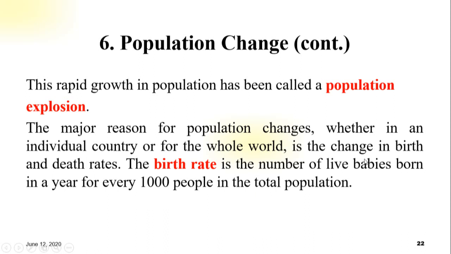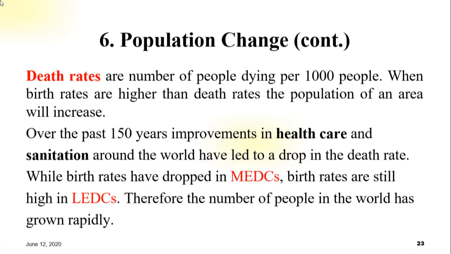The first point talks about the birth rate. The birth rate is the number of live babies born in a year for every 1000 people in the total population. Live baby born means a baby alive. Now move to the second point, the death rate. Death rate is the number of people dying per 1,000 people.